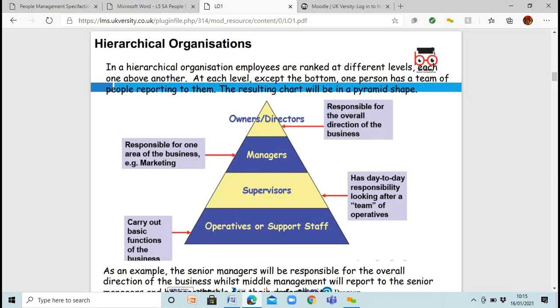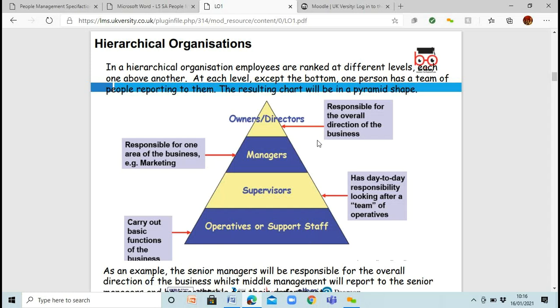So this image here, we're actually looking at hierarchical organizations. This image shows us the hierarchical organization that employees are ranked at. So they're all on different levels and each one is above the other. So it's sort of like a pyramid structure. At each level, except for the one right at the bottom where it says operatives or support staff, they have somebody that reports to them.